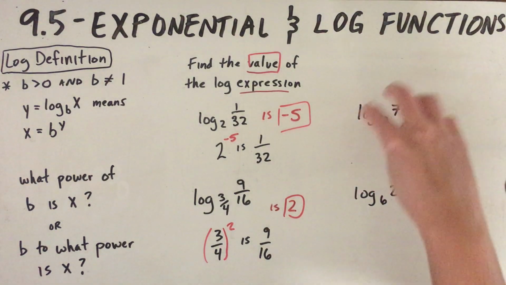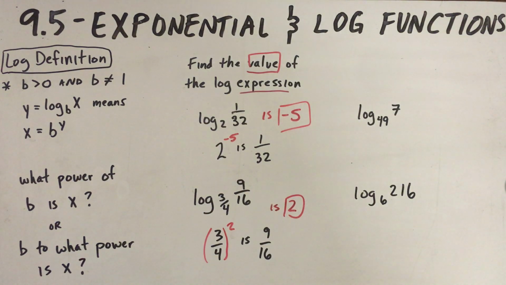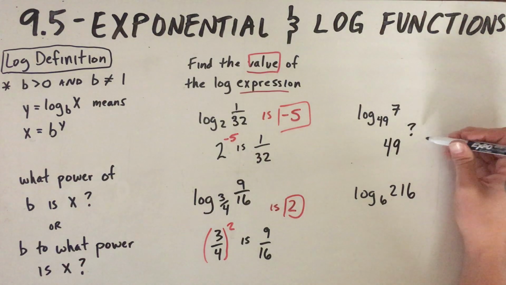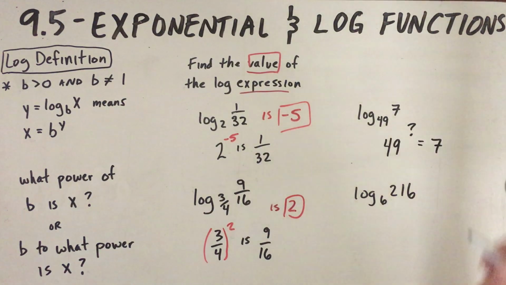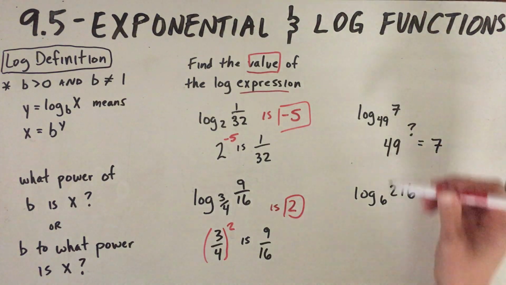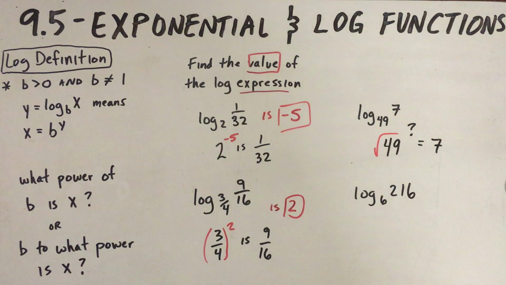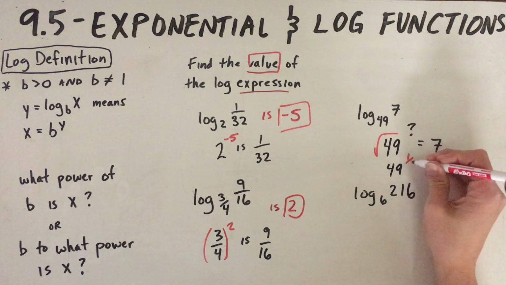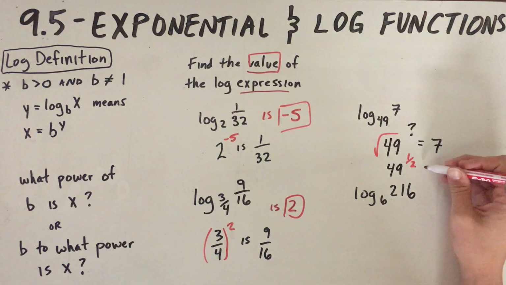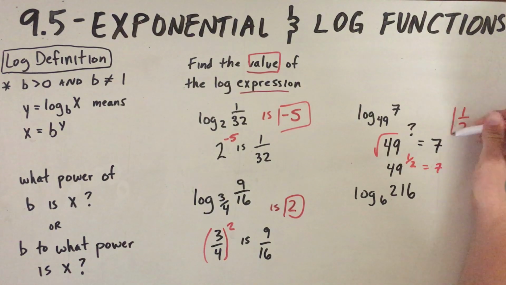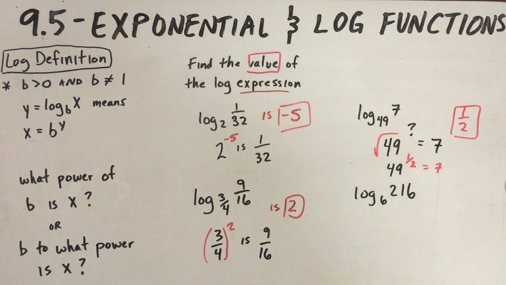Okay, what is the value of this log expression? Again, I'm going to take the base of 49 and say, what is the power that would make it 7? So what would I have to raise this 49 to make it 7? Well, if I took the square root of 49, I would get 7. And remember that the square root of 49 is the same thing as saying 49 to the 1/2 power would be equal to 7. So my answer here, the value of this log is 1/2.